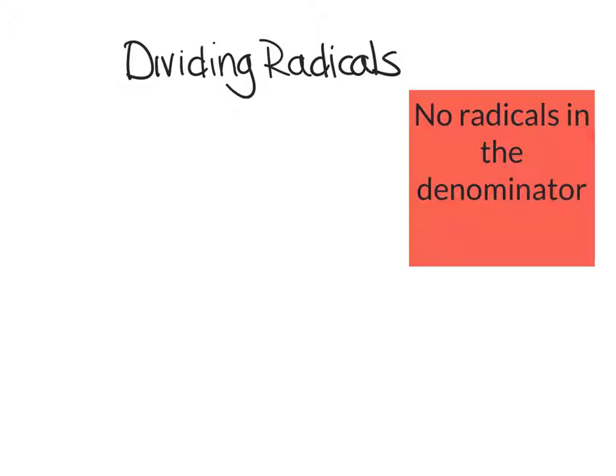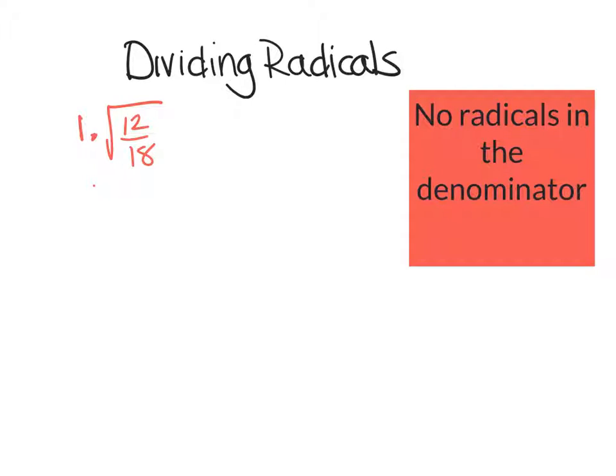We're going to go over dividing radicals. And the one thing you need to know with dividing radicals: no radicals in the denominator. So we're going to have to simplify, and we're going to have to complete the perfect root to get them out of the denominator. So we'll start with problem number 1.